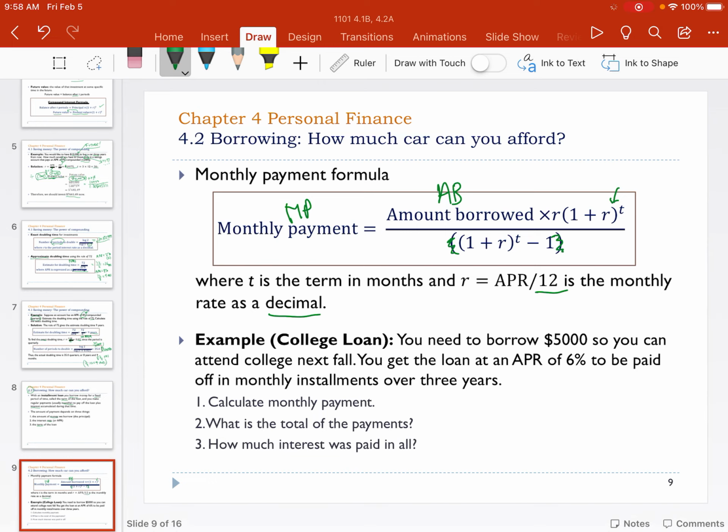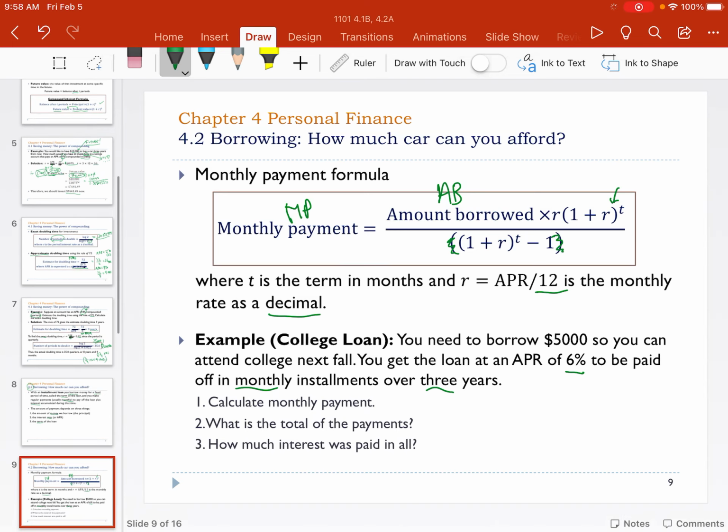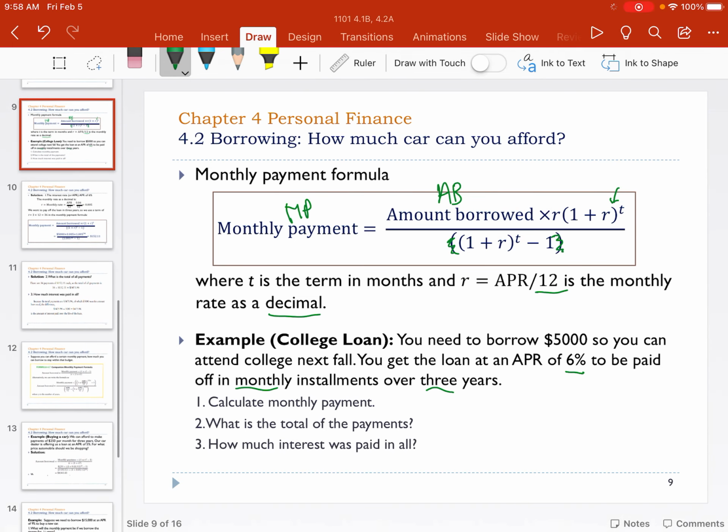And anyway, here's an example. You need to borrow $5,000 so you can attend college next fall. You get the loan at an APR of 6% to be paid off monthly over 3 years. Calculate the monthly payment. What's the total of the payments? How much interest is paid? And all. Let's do these one at a time. Can't just bite off too much at once.